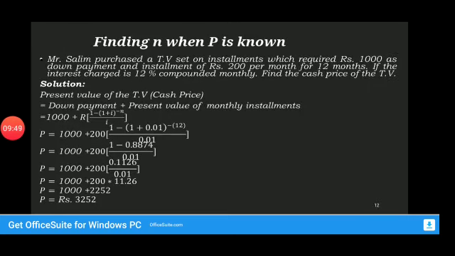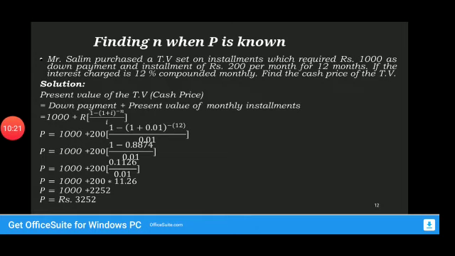Moving forward, this is also a question for finding N when P is known. But here what happens is that in this question they have given the down payment as well. For example, Mr. Salim purchased a TV set on installment which required 1,000 as a down payment and installment of 200 per month for 12 months. Now he has to give the 200 installment along with the down payment. So what we will do? We will find the installment value with the help of the formula and we will add 1,000 in that.